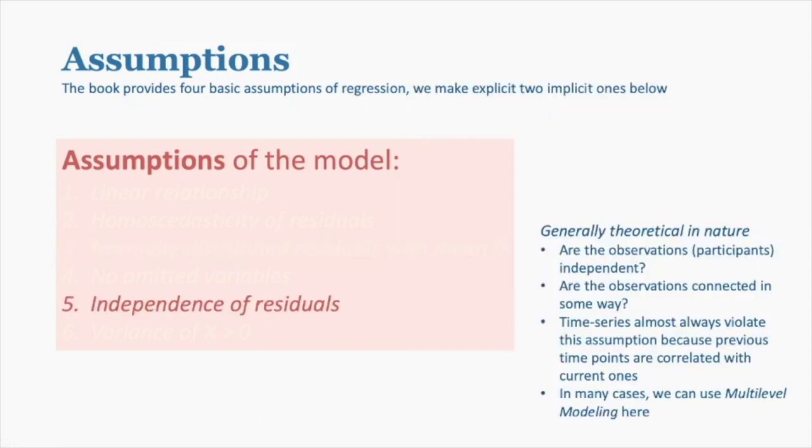Another assumption is the independence of residuals. Again, this one is generally theoretical in nature. You need to ask yourself, are the observations or participants independent? Or are they connected in some way? Time series almost always violate this assumption because previous time points are correlated with the current ones. So longitudinal data, time series, anything like that where time is involved, you generally have a violation of the independence of residuals.